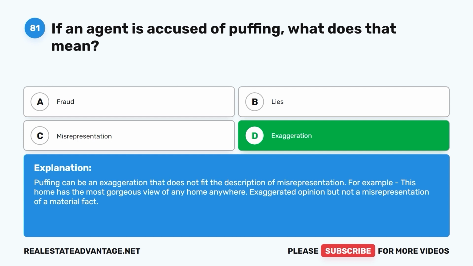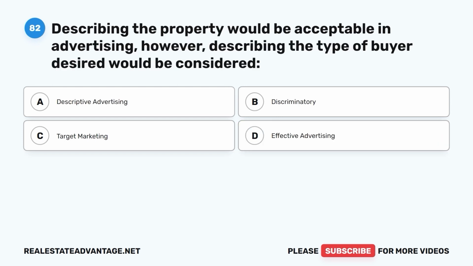Puffing can be an exaggeration that does not fit the description of misrepresentation. For example, this home has the most gorgeous view of any home anywhere. Exaggerated opinion, but not a misrepresentation of a material fact. Question 82. Describing the property would be acceptable in advertising. However, describing the type of buyer desired would be considered A. Descriptive advertising. B. Discriminatory. C. Target marketing. D. Effective advertising.